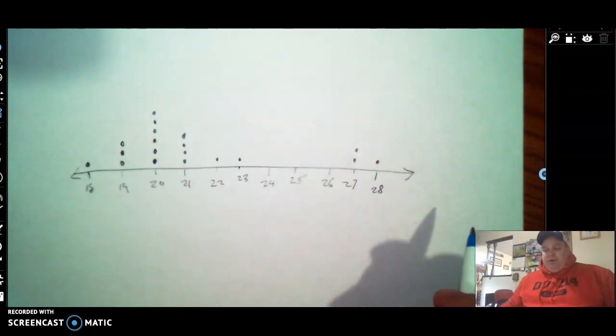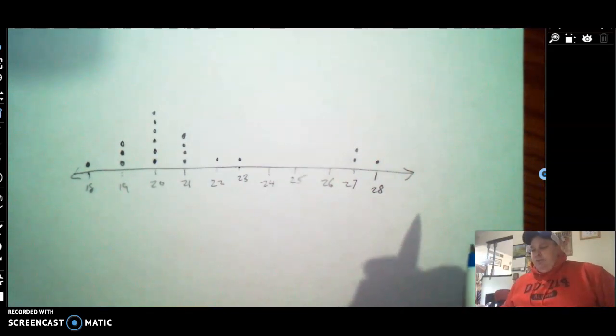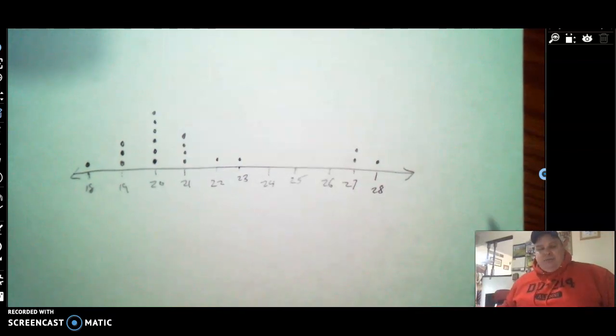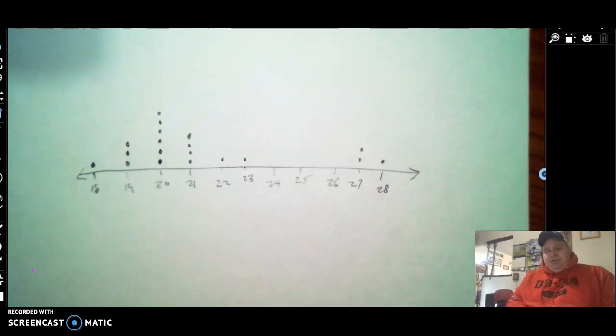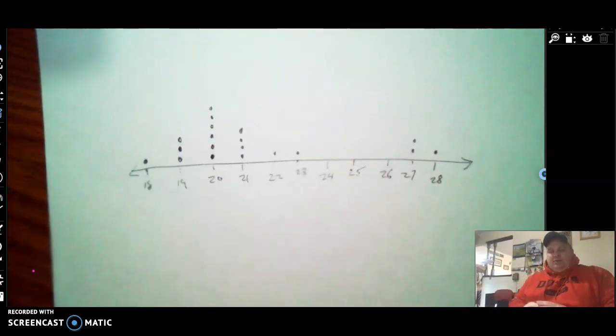Now looking at your dot plot, we can ask ourselves several questions, or we need to be able to identify several things. First question is, are there any outliers? Outliers means, are there any oddballs? Ones that are really far out there. You might say that these 27 and 28, these three mice down here, would be considered outliers, because the majority of this data sits over to the left side of the dot plot.